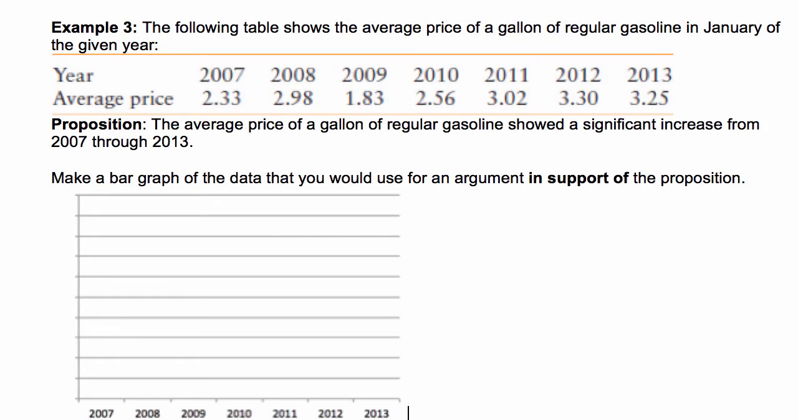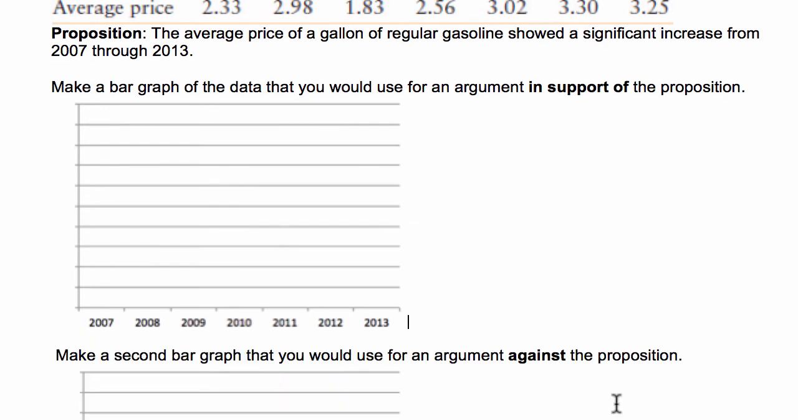The following table shows the average price of a gallon of regular gasoline in January of the given year. Proposition: The average price of a gallon of regular gasoline showed a significant increase from 2007 through 2013. Make a bar graph of the data that you would use for an argument in support of the proposition. Then, make a second bar graph that you would use for an argument against the proposition.